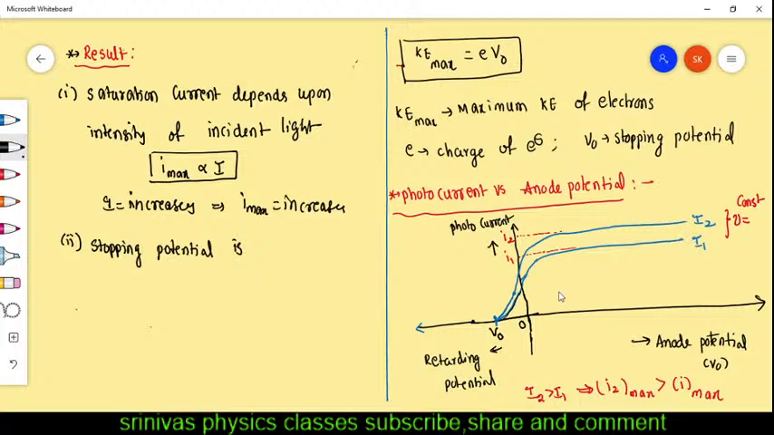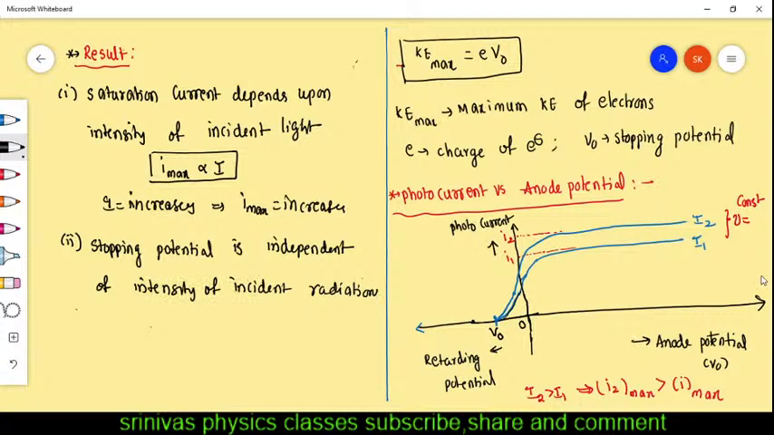Intensity changed from I1 to I2, but the stopping potential does not change. The two are meeting at one point only. That means we can write that the stopping potential is independent of the intensity of incident radiation. Okay, these are observations, two points from the graph.